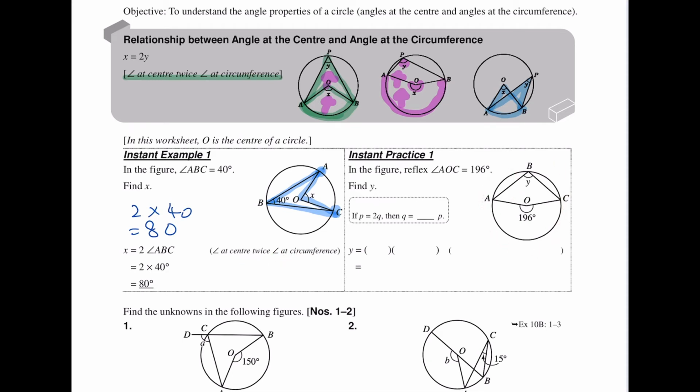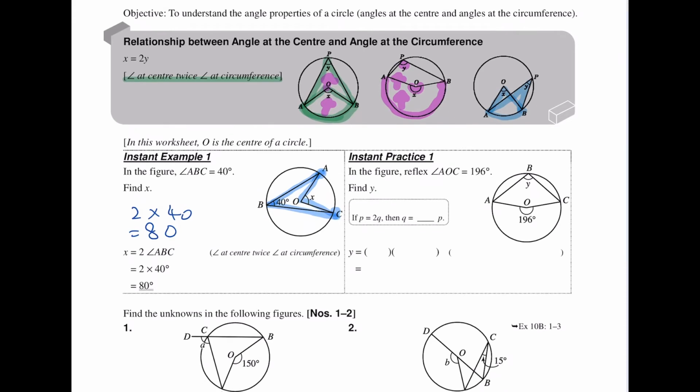How about some practice? We have to find y, right? We have AOC given. AOC came from this side, so this side also goes to the y. That means their arcs are the same. So the angle at the center is twice the angle at the circumference. So it will be 1/2 of 196.